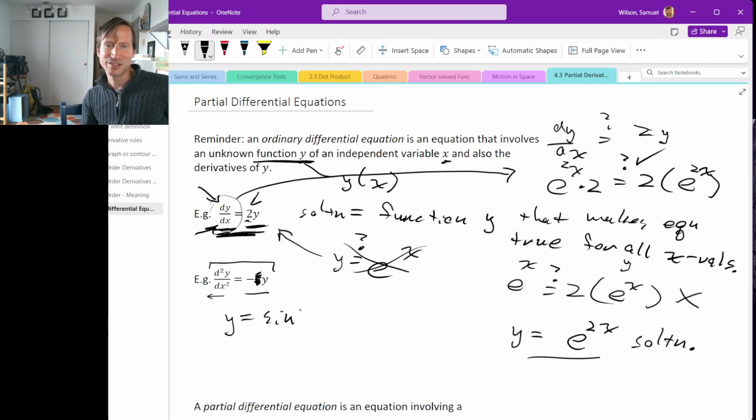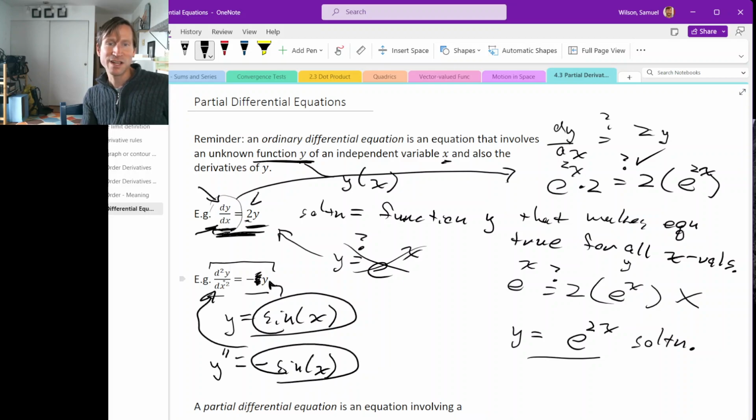Yes, sine is such a function. It's not the only such function. Cosine is another function, and in fact there are more, but this does seem like it will work, so let's check if this is correct. The second derivative of this function is minus sine x. So if we take y and plug it in here, and take y double prime and plug it in there, is the equation true? Yes, both sides of the equation are the negative of sine of x. Okay, so this is what it means for a function to be a solution to an ordinary differential equation. Okay, so I haven't mentioned partial derivatives so far.